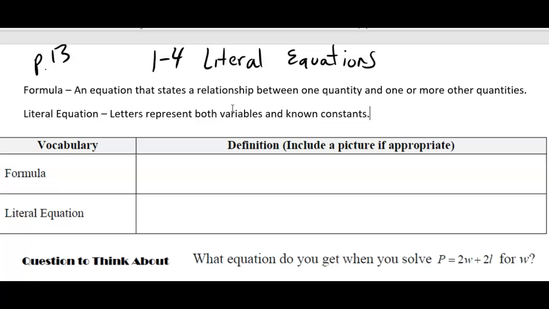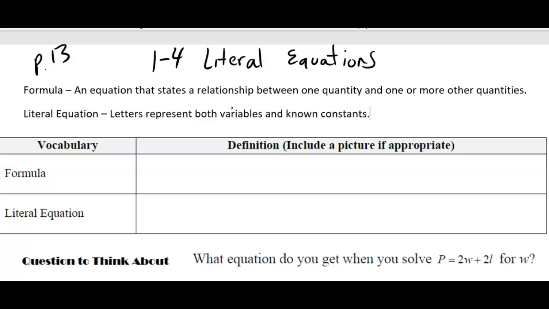We got two definitions. A formula, which you guys have used before. Area formulas, perimeter formulas, things of that nature. It's an equation that states a relationship between one quantity and one or more other quantities. Then we have a literal equation, and that's when the letters represent both variables and known constants. Okay. We know what they stand for.